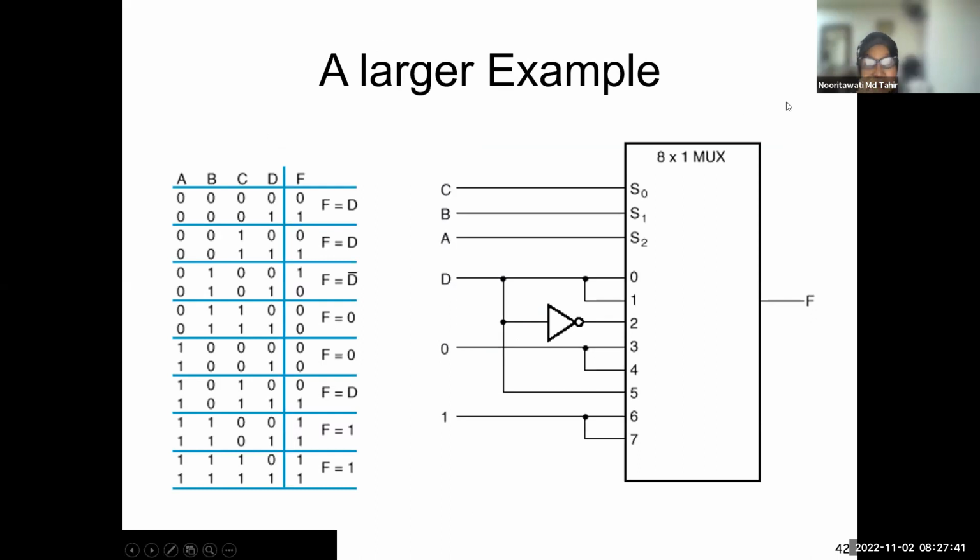Okay, another example. This is actually an 8-to-1 multiplexer. Dan ini diberi kepada kita truth table and we determine the output of D. So D adalah D min term 1, 3, 4, 11, 12, 13, 14, 15. Kan?